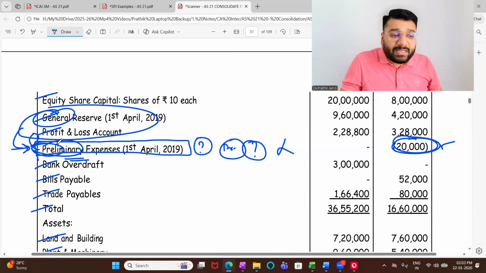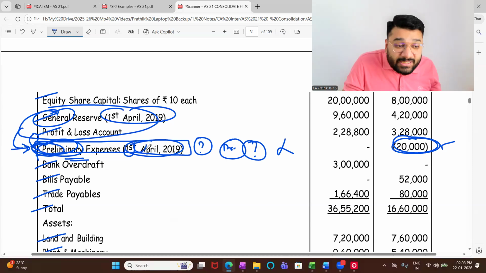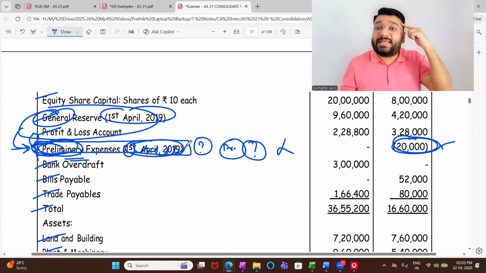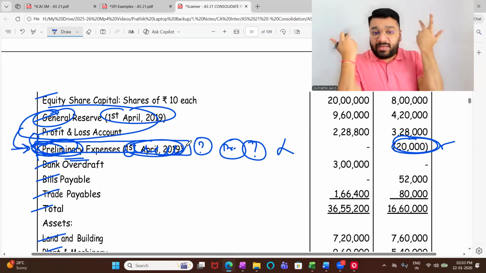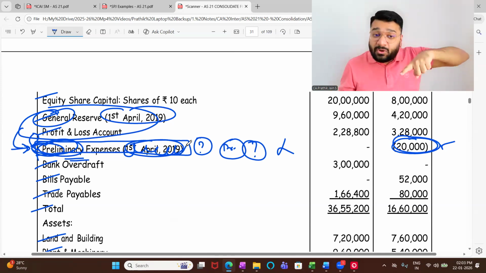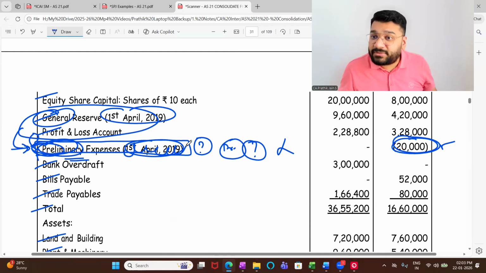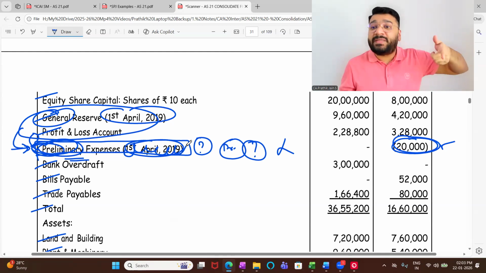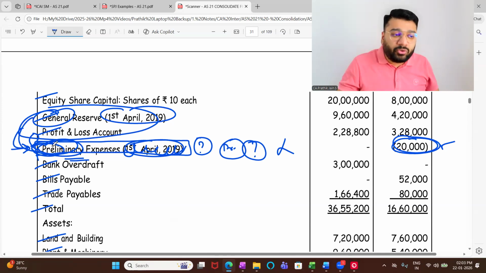GR and preliminary expenses are clearly mentioned here in bracket as 1 April 19, which means they are indicating this is the opening balance. Even if this was not given, common sense says it is the opening balance, because preliminary expense cannot pop up somewhere in the middle of the year. It is not an in-between year expense, that in any random year I'll do preliminary expenses. No. Preliminary expense always happens in the beginning, when the company is incorporated. This is also called incorporation expenses. So it is natural that this expense is coming from the beginning of the year, and both in opening and closing, I will include both of these. Okay, not okay.